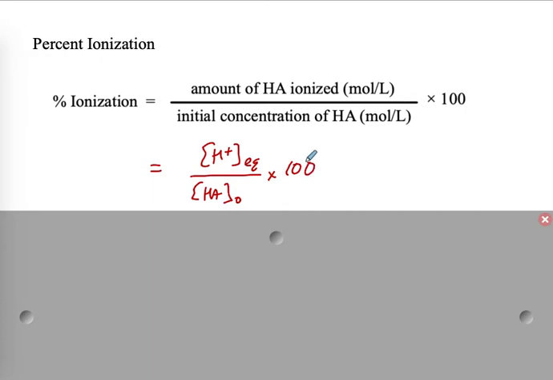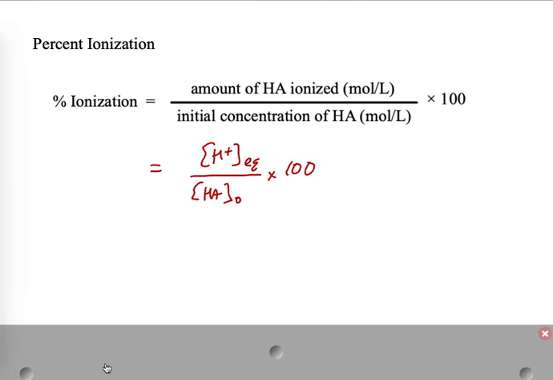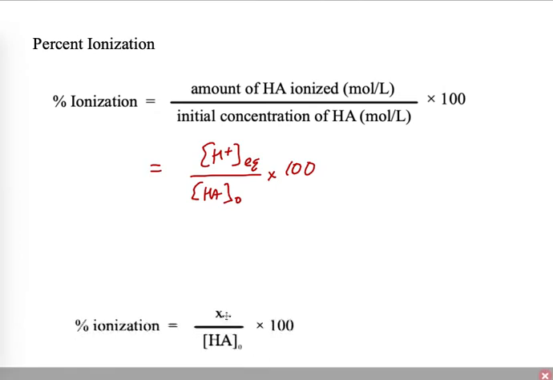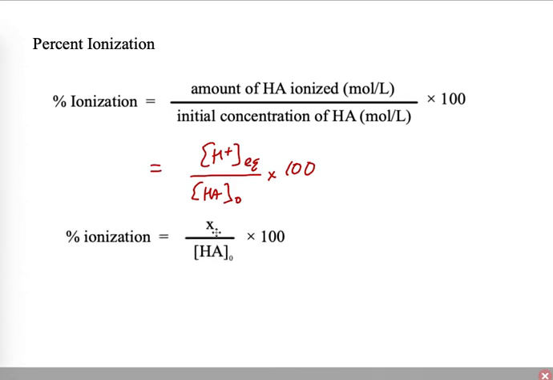And what you'll notice is that this is the exact quantity we were calculating when we were checking to see if the 5% rule was valid. It's x divided by the initial concentration, times 100.